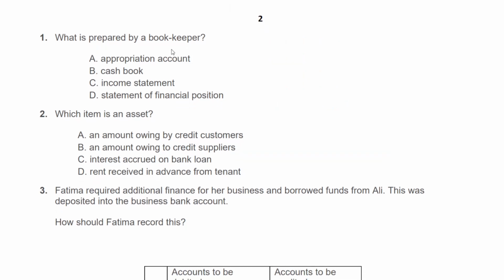What is prepared by a bookkeeper? A bookkeeper does the day-to-day tasks, right? Maintaining the day-to-day transactions in the accounting books. Appropriation account, cash book, income statement, statement of financial position. So it has to be cash book because that is something that's maintained on a daily basis. It's a book of prime entry. Appropriation account, income statement, statement of financial position, all these things happen at the year end. They involve profit, and that's the job of an accountant. An accountant prepares financial statements.